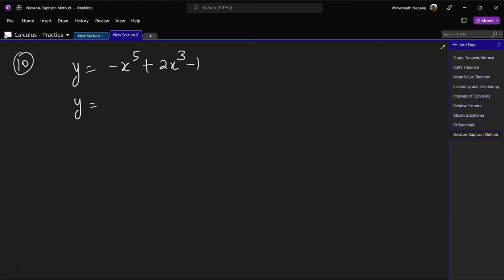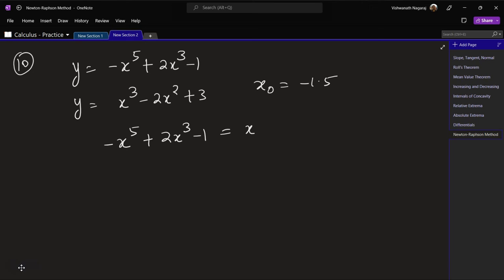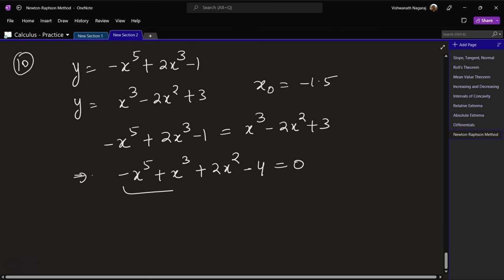10th one, y is equal to minus x to the power of 5 plus 2x cube minus 1, and y is equal to x cube minus 2x square plus 3, and x naught is given as minus 1.5. Okay, point of intersection, they both will be equal, so minus x to the power of 5 plus 2x cube minus 1 is equal to x cube minus 2x square plus 3, which gives us minus x to the power of 5 plus x cube plus 2x square minus 4 equal to 0. So let's take this as f of x.